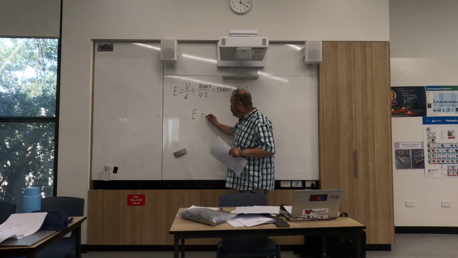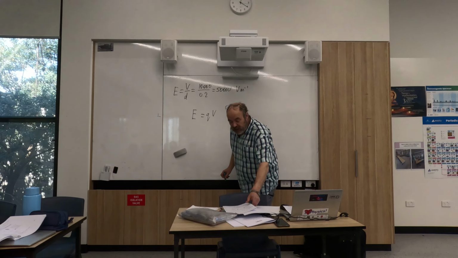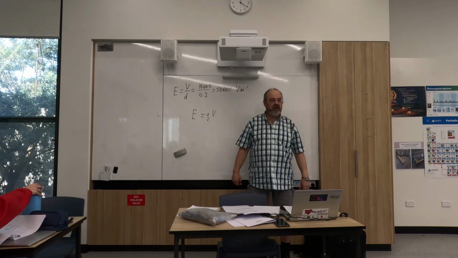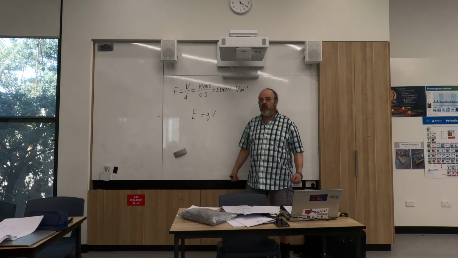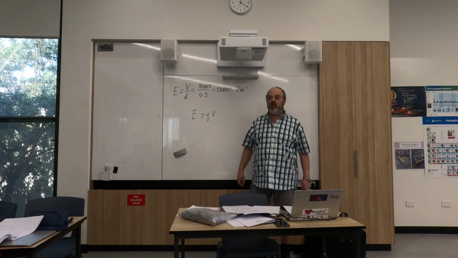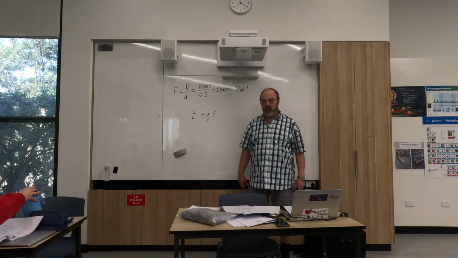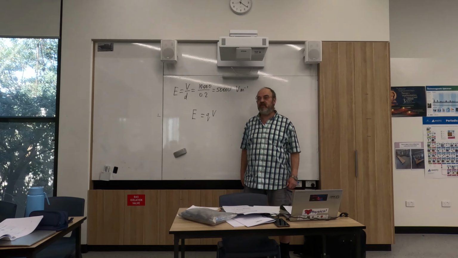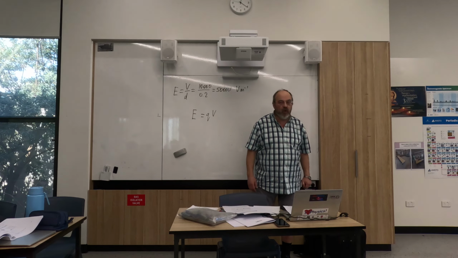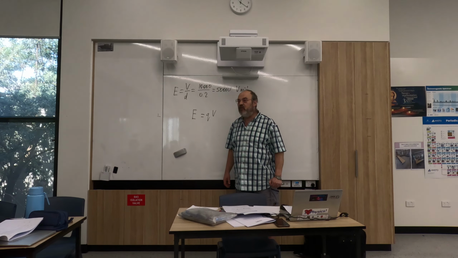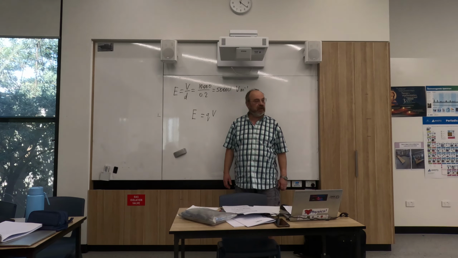QV. Charge times voltage. But what is the energy in 1 electron volt? What does 1 electron volt mean? It's the energy gained by an electron when it goes through a potential difference of 1 volt. What charge does a proton have? The same as an electron, just positive. So when a proton goes through a potential difference of 1 volt, how much energy will it gain?